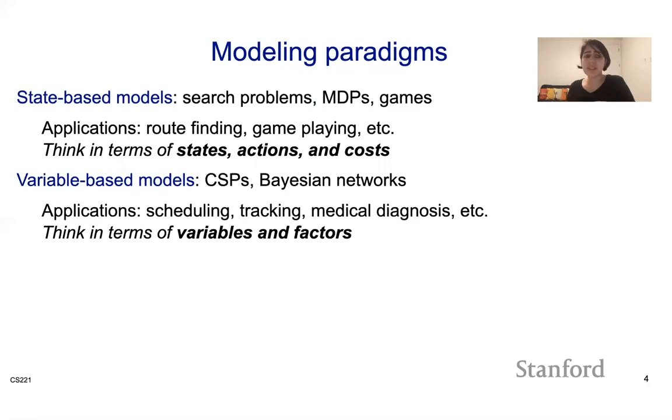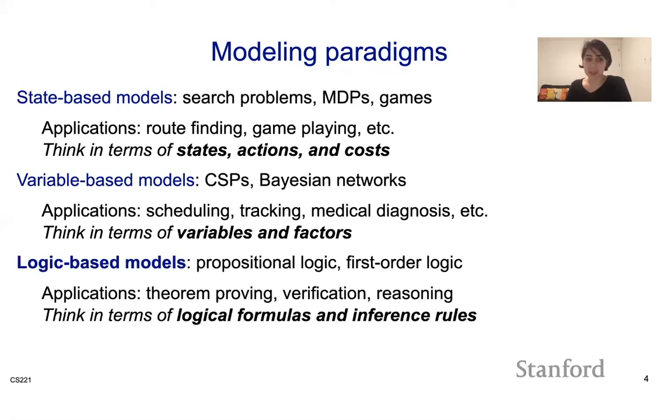And then when we started thinking about variable-based models, we started defining this idea of variables and factors and constraints between them. We talked about CSPs, Bayesian networks, and Markov networks, and applications of that were things that were easier to think about in terms of variables. So we talked about scheduling, tracking, or medical diagnosis, where we have dependencies between these different variables. And that was in variable-based models.